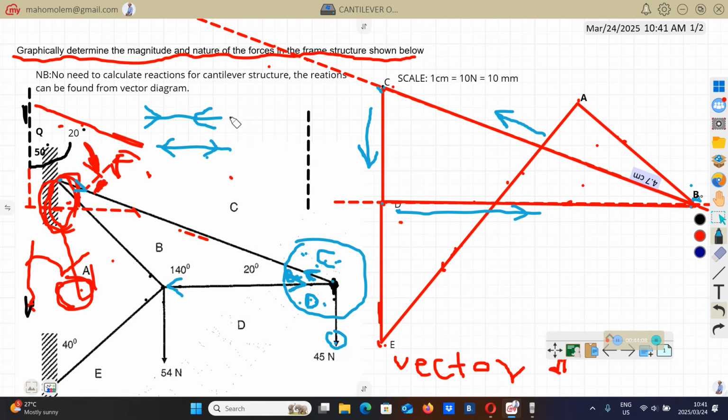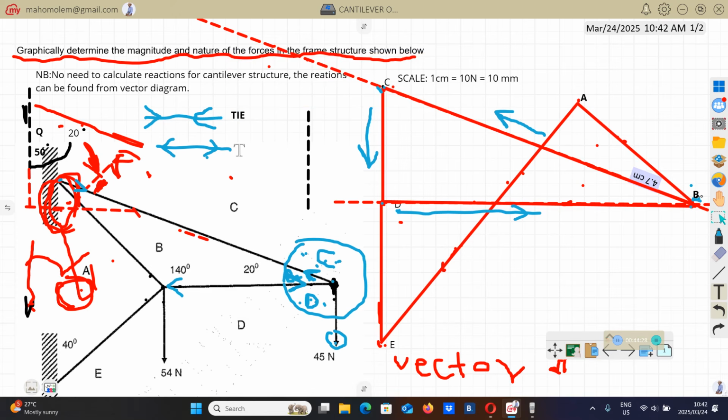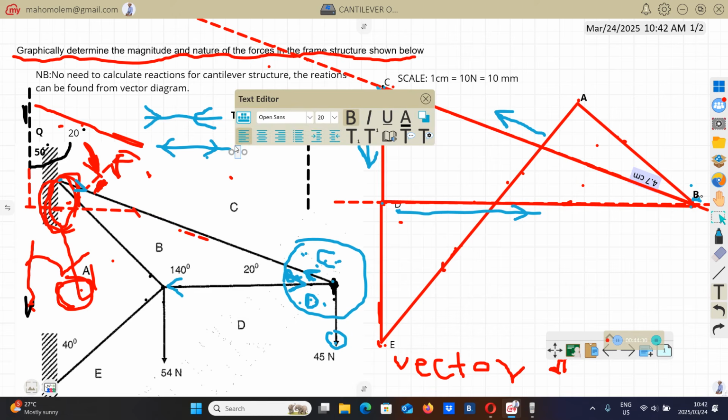And then we're going to say that, if a member is having this kind of directions, this member like this one, we're going to say it represents a tie. Then this one, it's a strut.